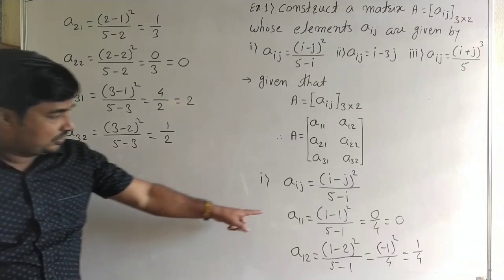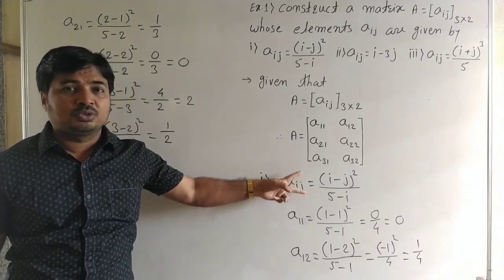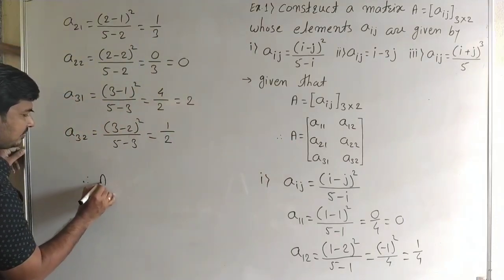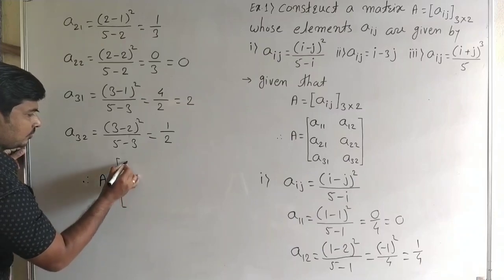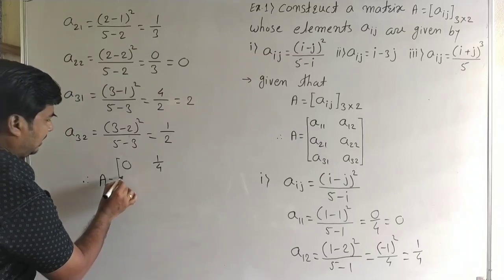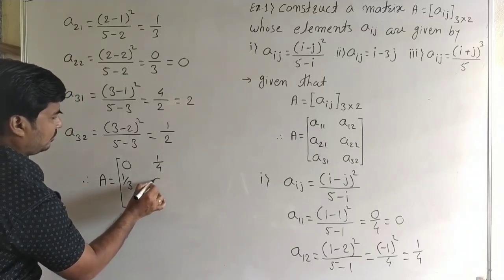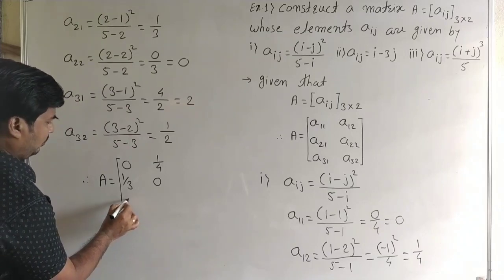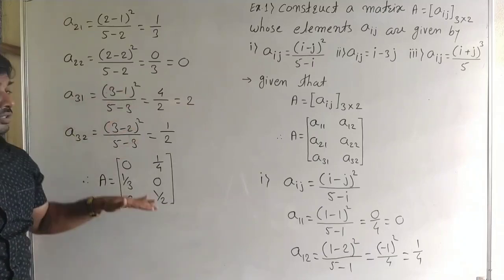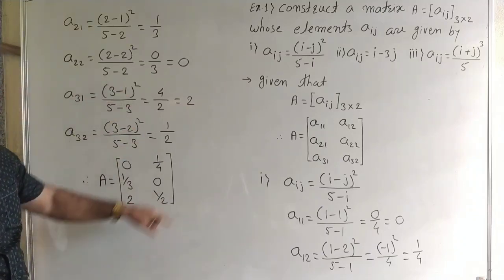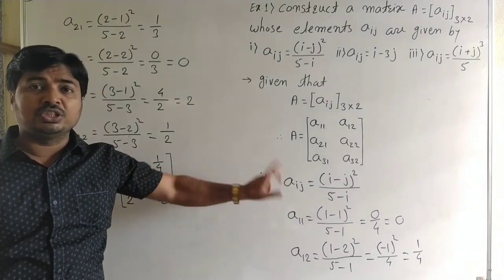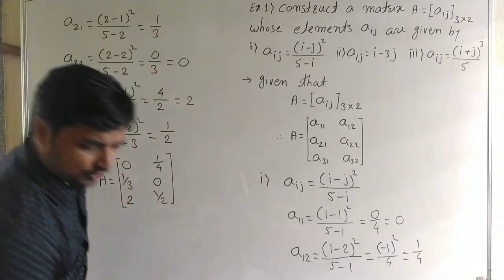Now these are the 6 elements. By using this condition, we put all the values and therefore we get the matrix. The required matrix is 0, 1 by 4, then 1 by 3, 0, then 2, and 1 by 2. See carefully, check all the calculations. Here it is a matrix whose order is 3 by 2 and all elements satisfy this condition. It is the first example. Now we see the second.